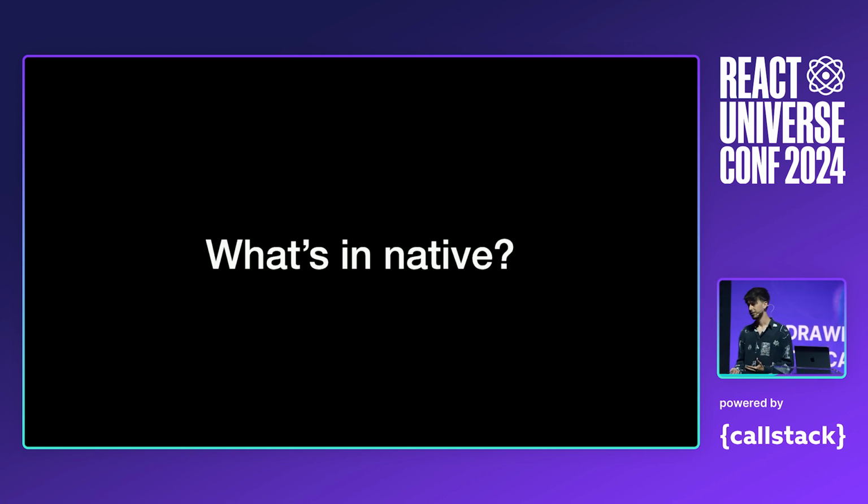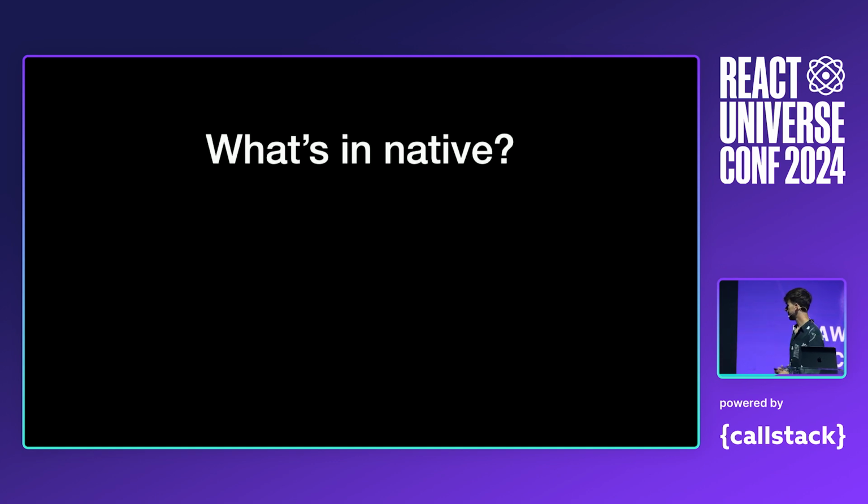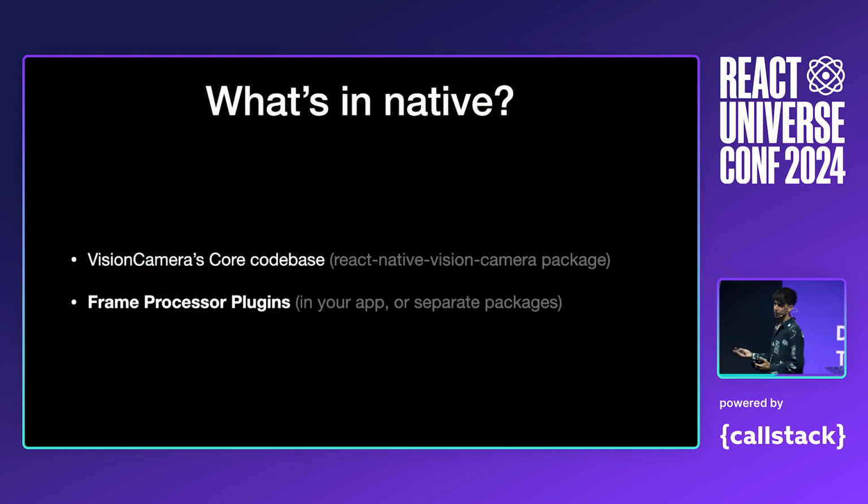So what exactly is the native processing code? First of all, VisionCamera's core code base is fully native, obviously. So that's in the npm package that you install. And then every frame processor plugin can be in native code. So that's either in your app's code base, like how a native module can be in your code base, or as a separate npm package, already pre-published by someone else.